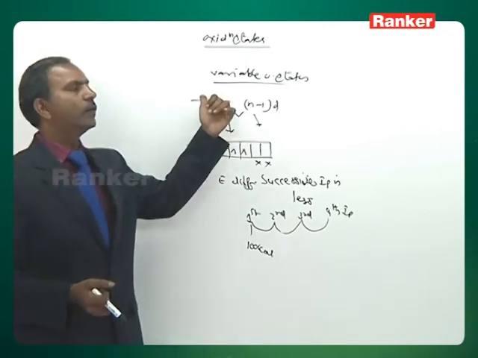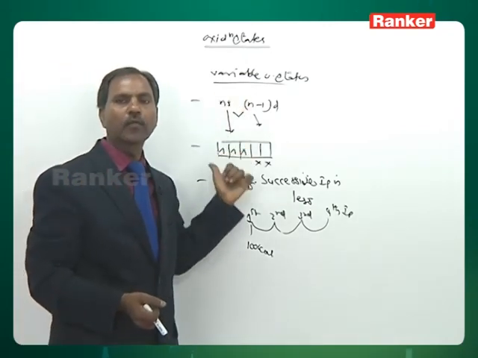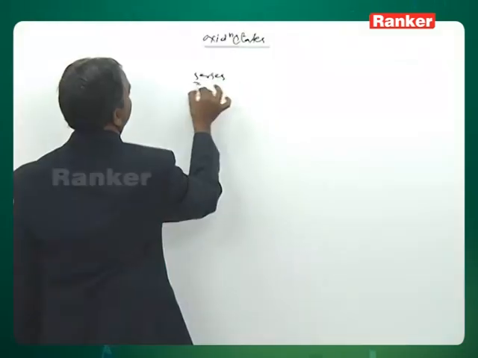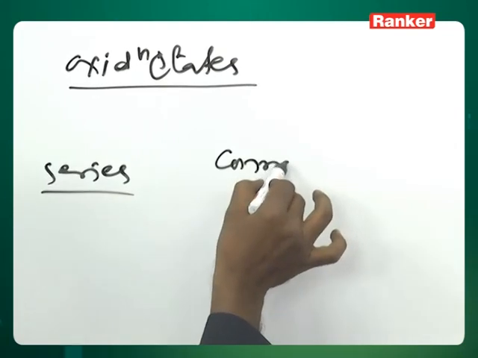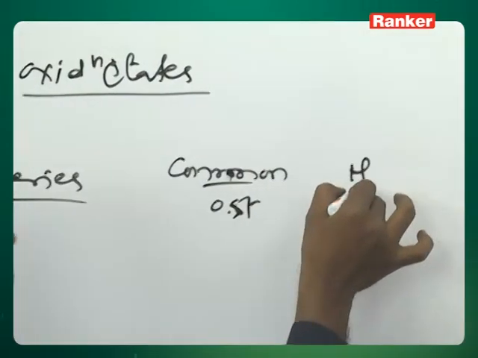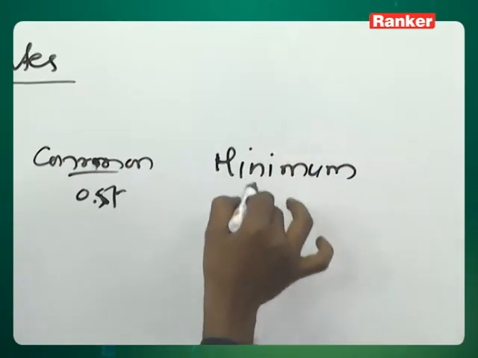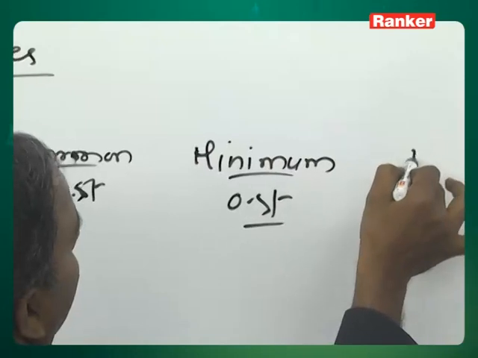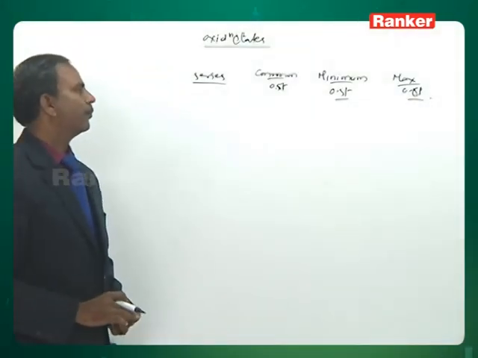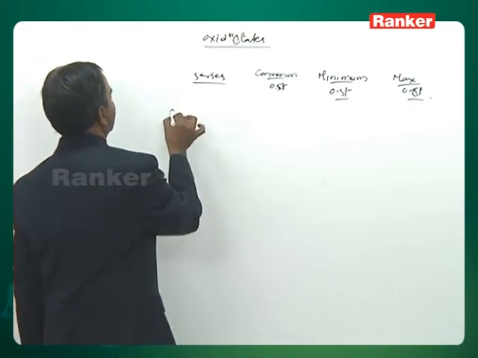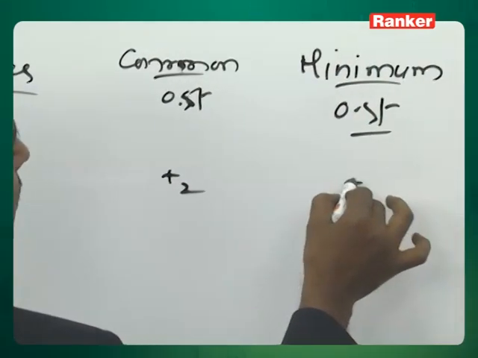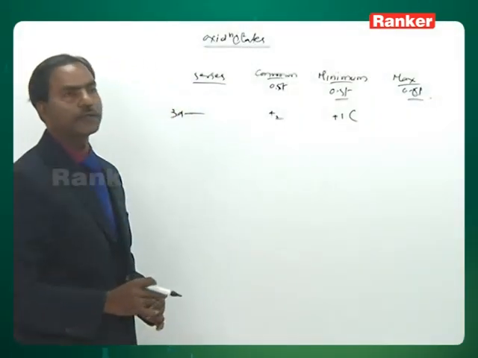Now, let me show in each series, 3d series, 4d series, 5d series, what is the common oxidation state, what is the minimum oxidation state, and what is the maximum oxidation state. Let us take the first, 3d series. See, the common oxidation state is +2. The minimum oxidation state is +1. See, the minimum oxidation state in the 3d series is generally exhibited by which element?